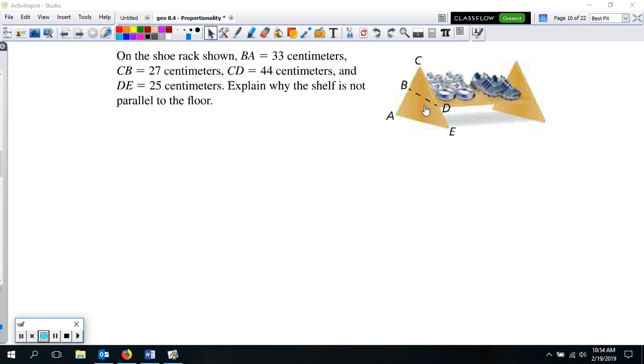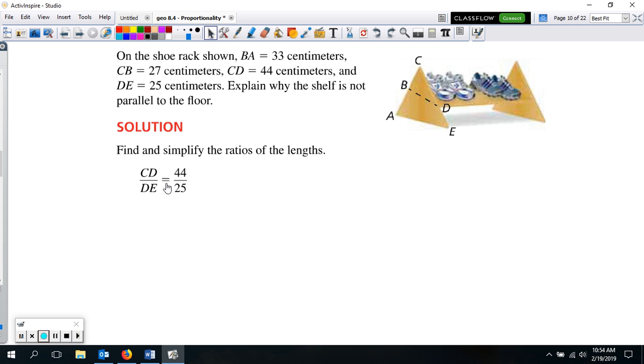We want to see, are these lines parallel? So it says explain why the shelf is not parallel to the floor. So why is this shelf here, which is where BD is, not parallel to AE down here? So what we're going to do is set up a proportion for this with our numbers. The first proportion we'll do would be the CD and the DE. So you're using this side right here. CD was the 44, the DE was 25.